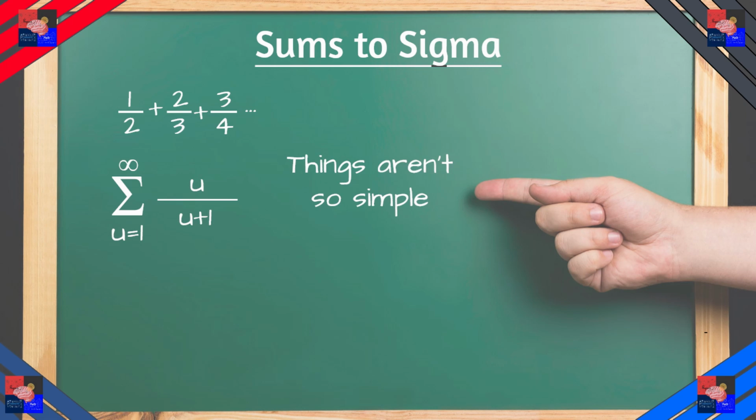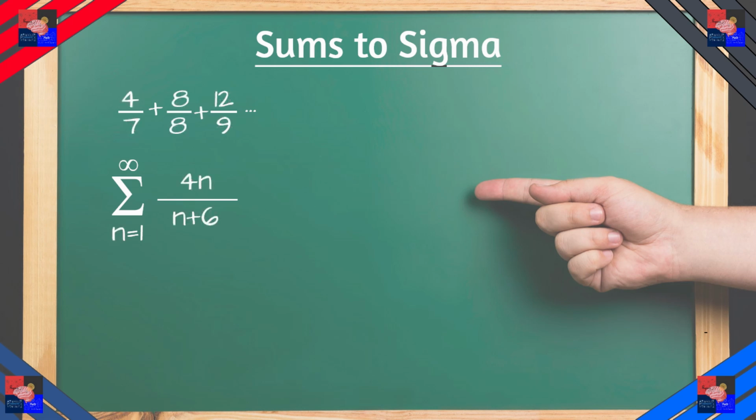But it's not always so simple. Let's take a look at this sum. Another example can be 4 over 7 plus 8 over 8 plus 12 over 9 plus 16 over 10. This is a hard one, but if you look at the pattern a little, it's the sum, infinity times, with the starting number being 1, of 4n over n plus 6. So that's it. We're done with all the principles we need to learn for this algebra series.